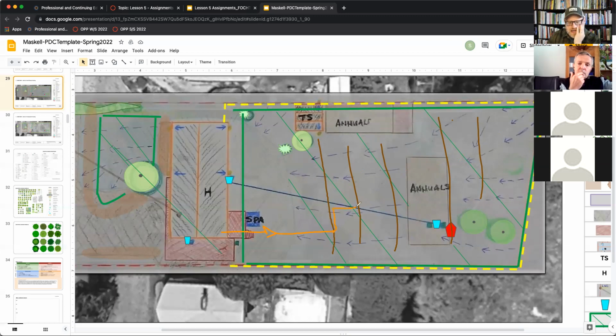And then basically that pathway jogs up into the landscape. So that way, this flow line is never the same as that water flow line. So it can't pick up speed.